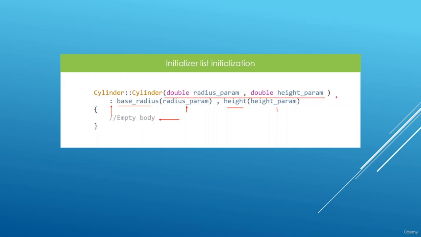Again, we have our parameter list, we put a colon, and then we specify our initializations with the syntax here. We specify that we want the base radius to be initialized with radius param. We specify that we want height to be initialized with height param using this syntax here. And for the last one, you don't put anything, you just put the body of your constructor, and the compiler is going to take this and it is going to use this to initialize your member variables.